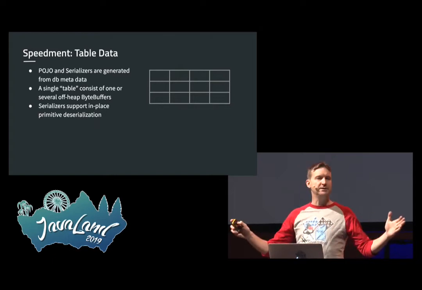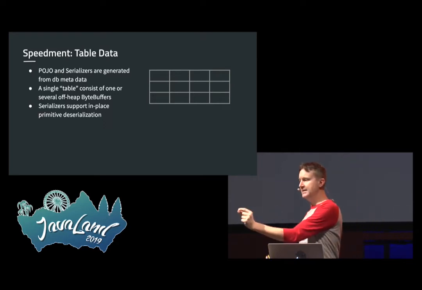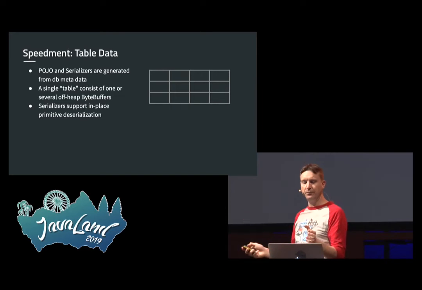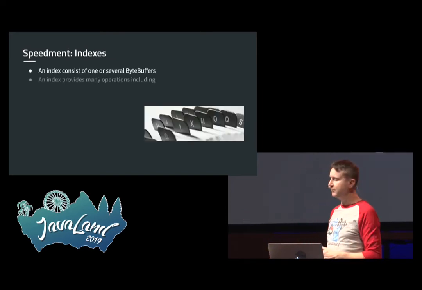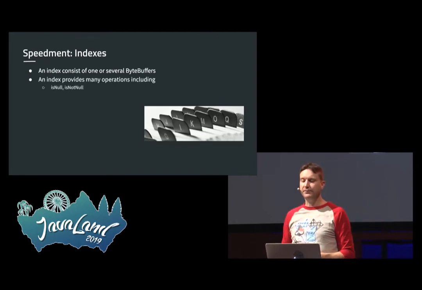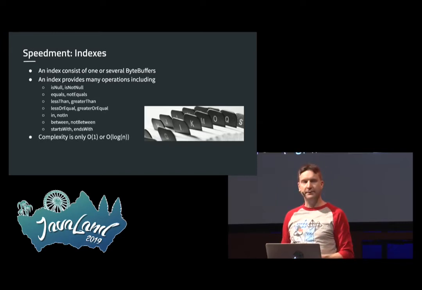And it has serialization support for primitive deserialization. You don't have to deserialize the entire object. You can just deserialize part of it, like the X or Y component, for example. You don't have to deserialize the entire point object. We also have indexes, which speed up searching. Like I mentioned, instead of a tree map, we have off-heap indices. And they support a number of operations, the usual stuff like less or equal, in, between, and all that stuff.